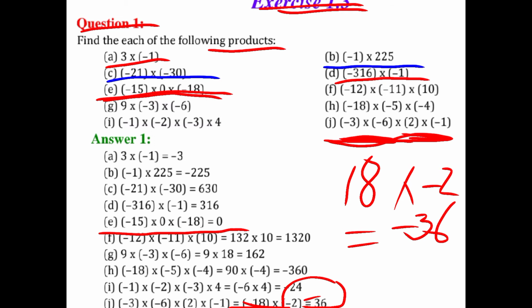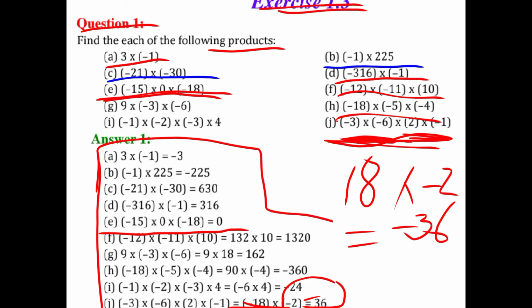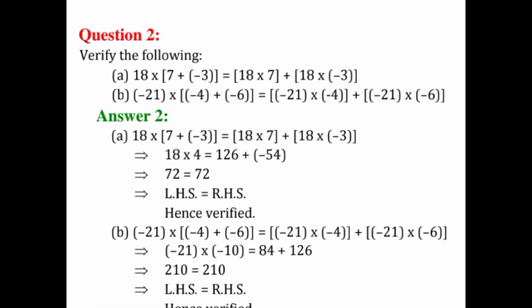Okay, so this is how you can do it. Now product the other parts, F part, J part. J part is already solved. H part. So you can take help from these solutions, right? Now question number 2 is verify the following.